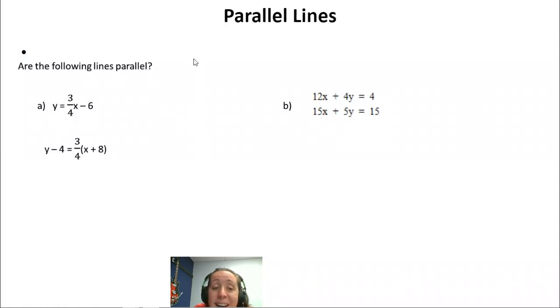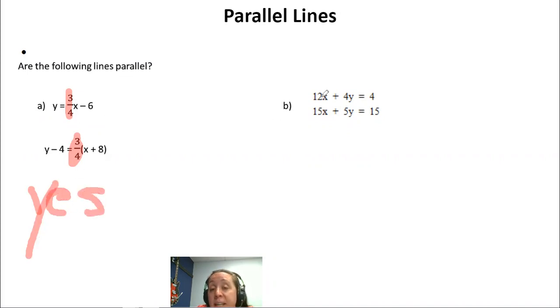So in part A, I can tell that I have the same slope because I have a 3/4 and I have a 3/4. So we would say yes. So those two are parallel.